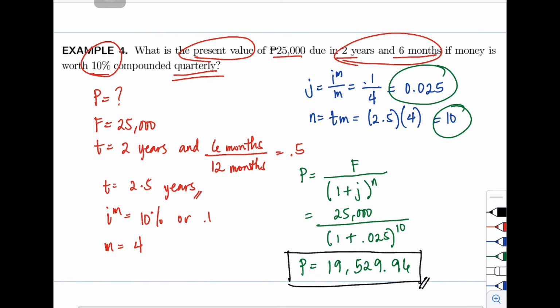Okay? So, this is the end of our video. I hope naintindihan nyo guys kung paano ba mag-solve ng maturity value and present value at compound interest.